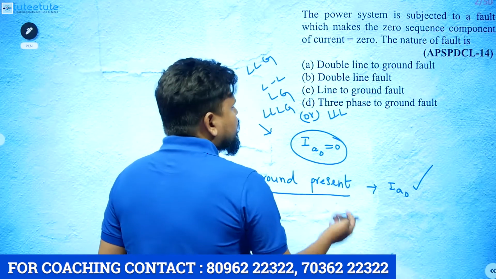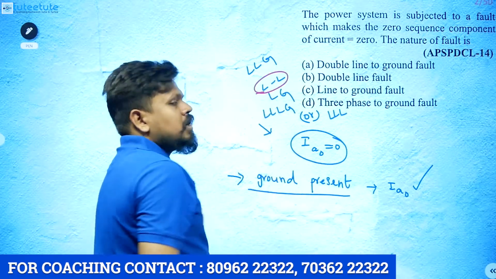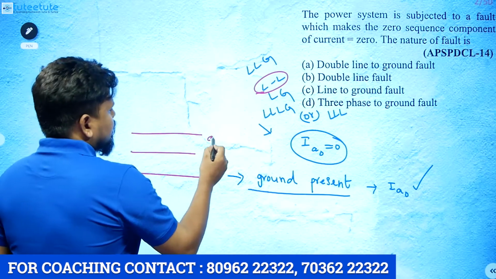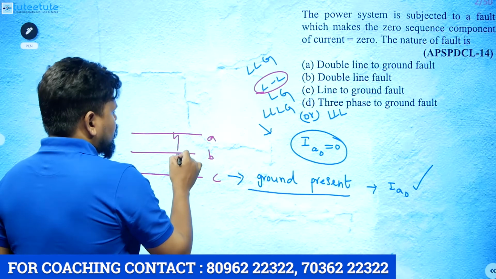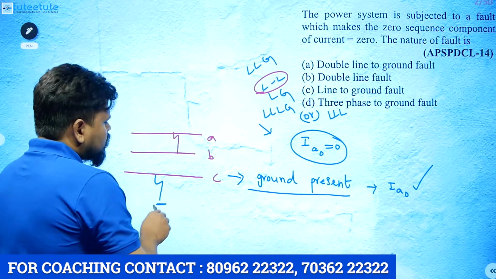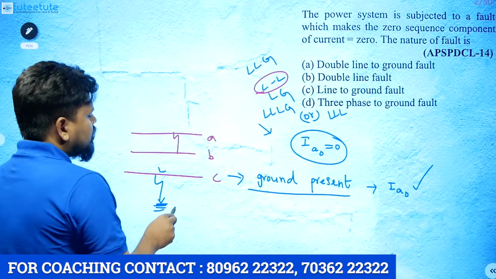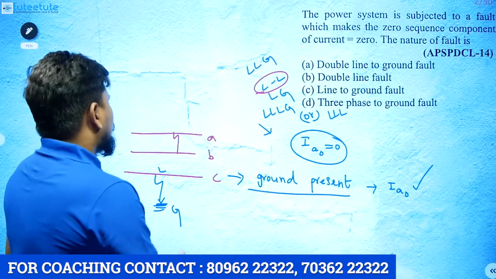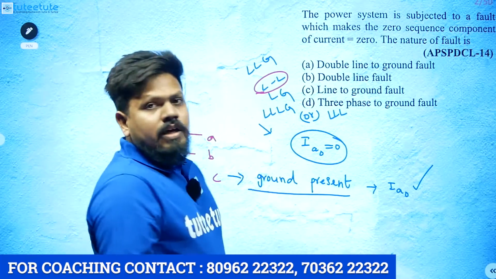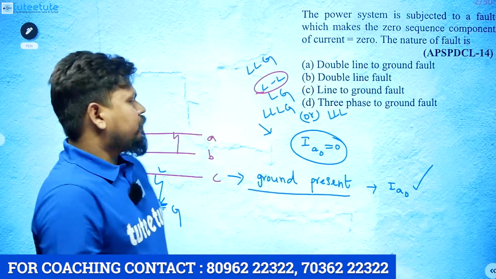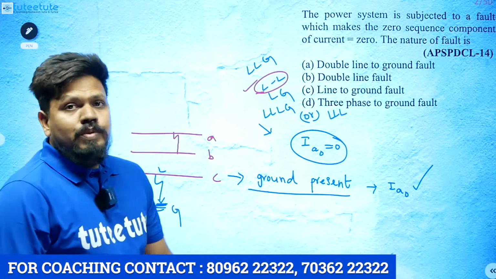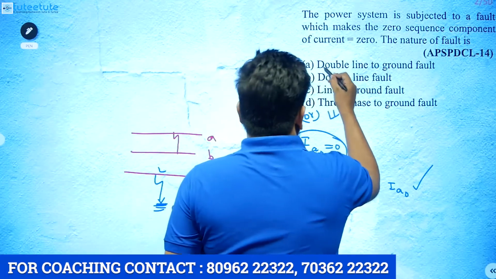Where is the ground not present? In a line to line fault. Wherever three phase lines are there, A phase, B phase, C phase, if it is a line to line fault, there is no ground involvement. For example, if it is an LG fault, ground involvement will be there. This is line, this is ground. So wherever LG fault or LLG fault is there, definitely the Ia0 component will be present. If ground is not present, zero sequence current will not be present. So the answer for this question is B.